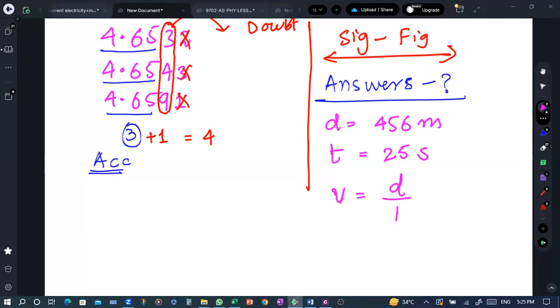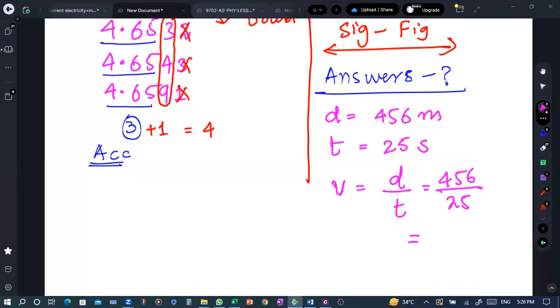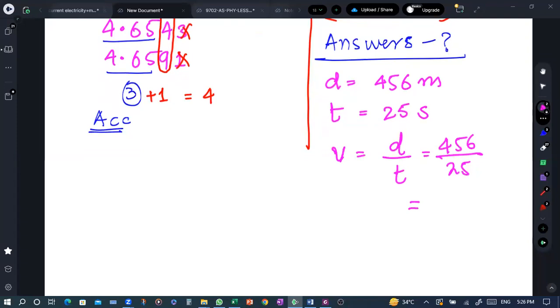Speed will basically be distance divided by time. So it would be 456 divided by 25. If you have calculated, then please tell me. 18.24. Yes, here it is 18.24. Now, very good. It's really important to know that here I have four significant figures. How many significant figures do I have?